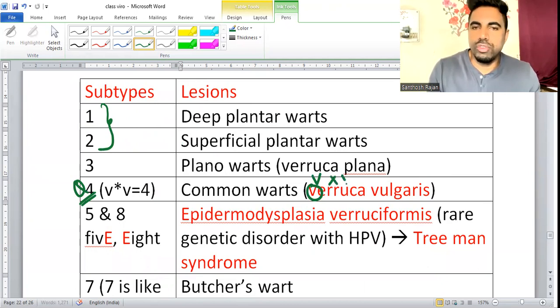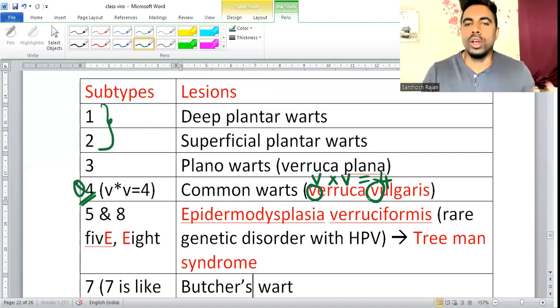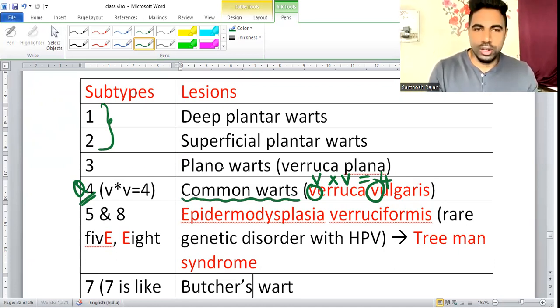V into V, verruca vulgaris, is equal to four. Okay, V into V is four. Something like that, just remember. Number four causes the common wart. That is the verruca vulgaris. And then three is plane wart, just a plain wart. And one and two are plantar warts.